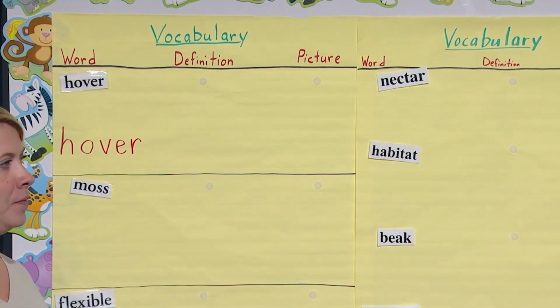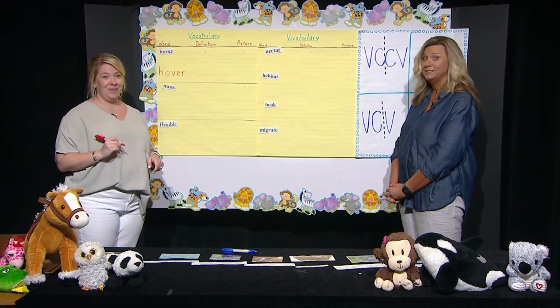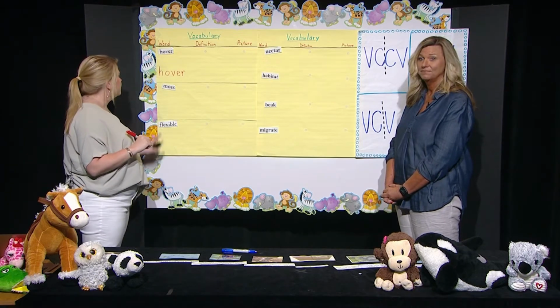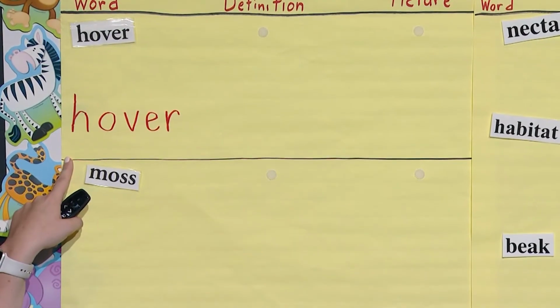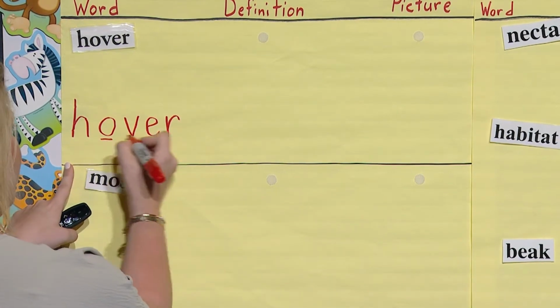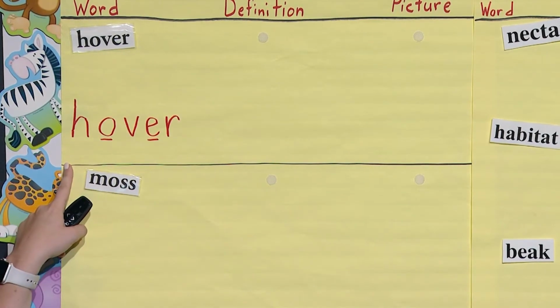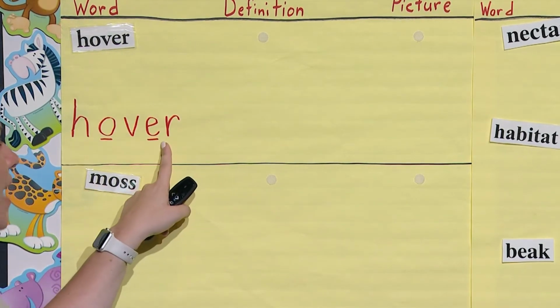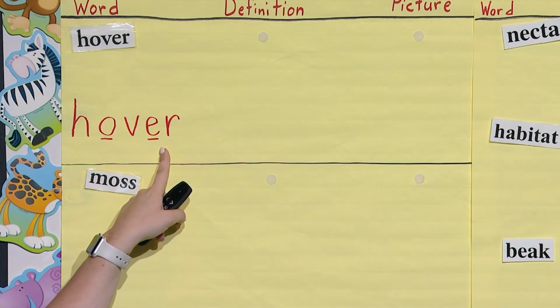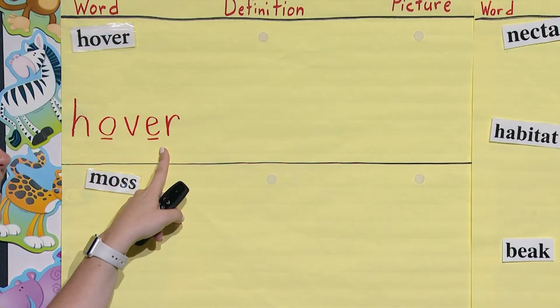First, we need to identify the vowels we see, Miss Chelsea. Right. What vowels do you see, boys and girls? Yes, I see vowels O and E. Do you notice anything about our second vowel? It is followed by the letter R. When we read, the R is going to control the sound of the vowel E. This is called bossy R.